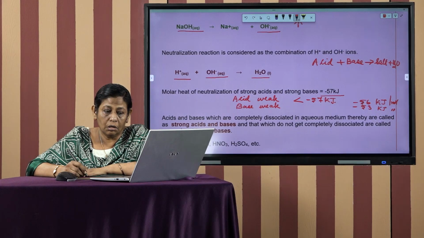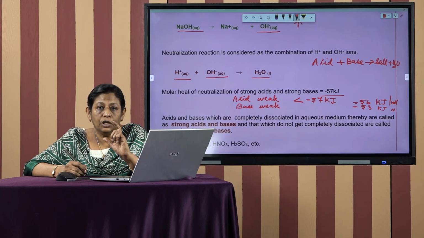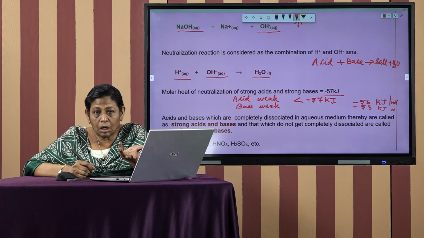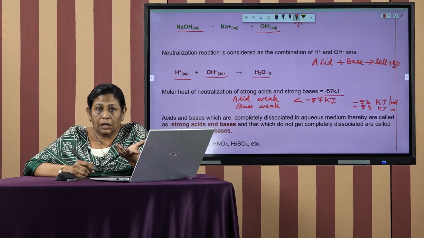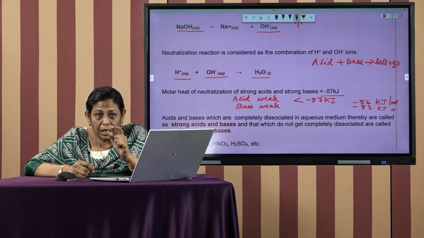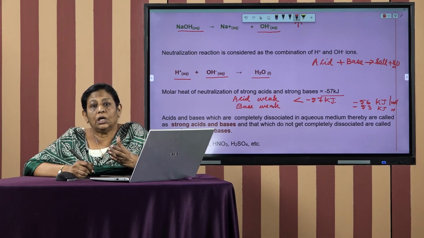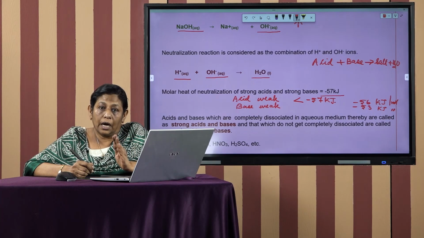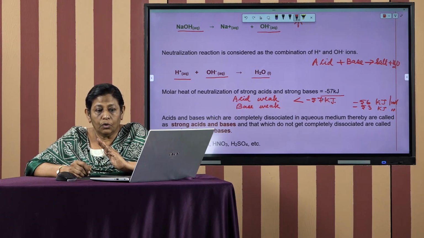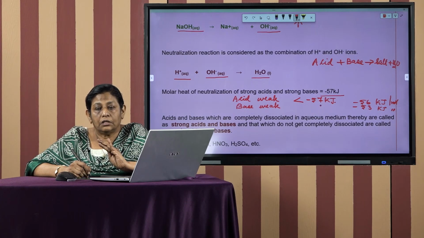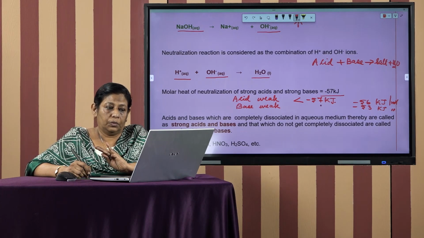Okay, this is because some of the energy has been utilized, because weak acids and weak bases do not combine readily. They are not completely ionized, and therefore some energy has been utilized to dissociate the weak acid or the weak base, and only then do they get the ions in order to combine to form 1 mole of water. Therefore the value will be less than minus 57 kilojoules per mole.